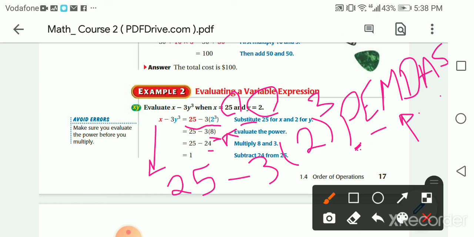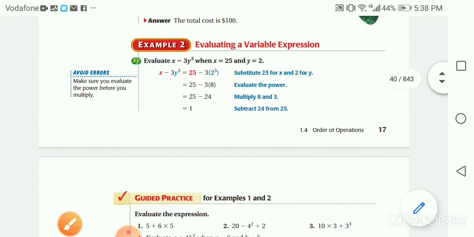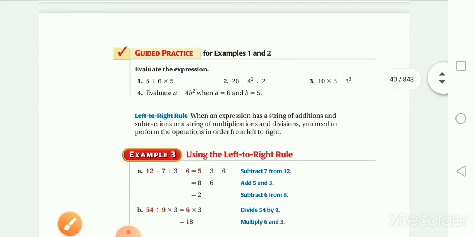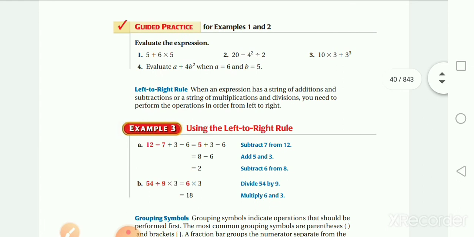I don't have division to solve here. Addition, I don't have addition to solve here. Subtraction, so I have subtraction here. So subtract 24 from 25, it will give you 1. It's very easy, interesting, right? Yes. Okay. I have here evaluate the expression, practice here.